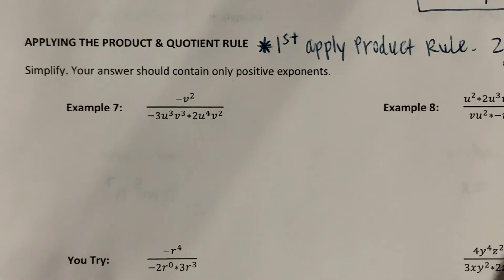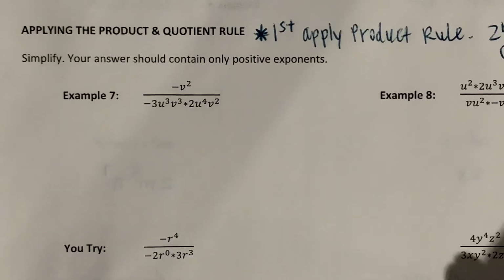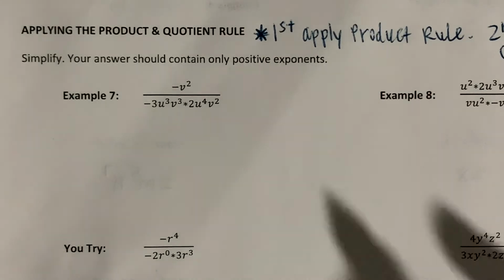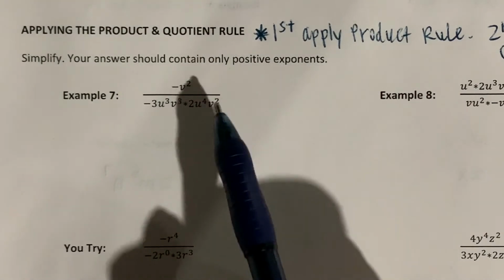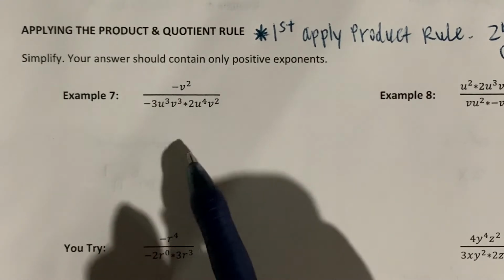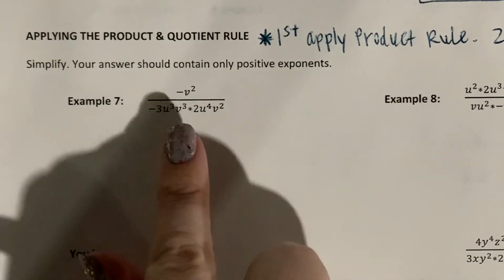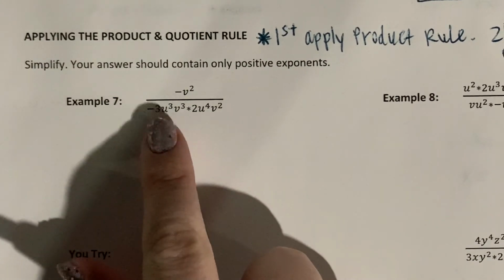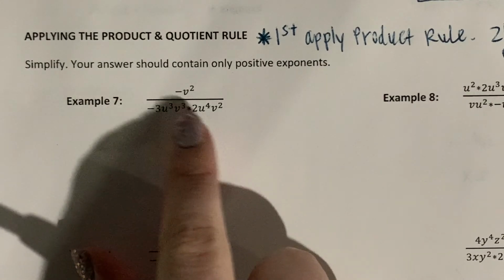On example 7, our directions say to simplify and that our answer should contain only positive exponents. So I first need to do product rule. You'll notice there are both product and quotient rule taking place. I can see the quotient rule right away, right? I have the fraction bar, and my product rule is taking place here in the bottom. I have 2 terms being multiplied. So that's the part I'm going to do first, the product rule.